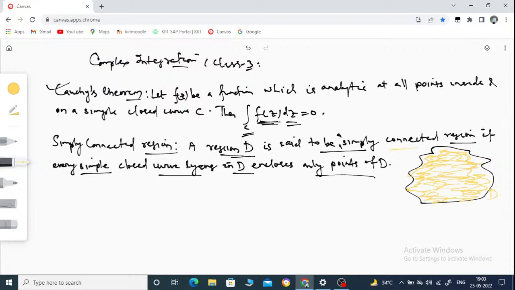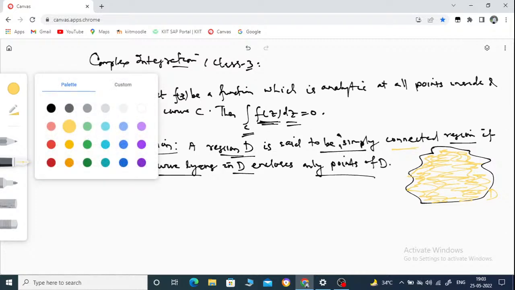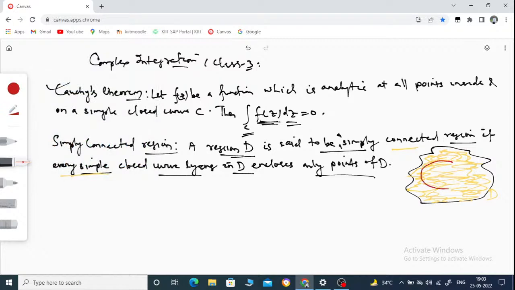This region is said to be simply connected if every simple closed curve you take lying in this region D encloses only the points of D. This curve does not enclose any point which is outside of this region D. Since it encloses only the points of D, this region D is said to be a simply connected region.